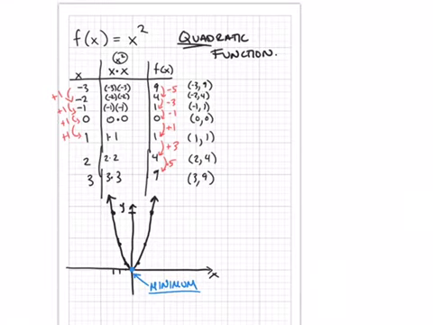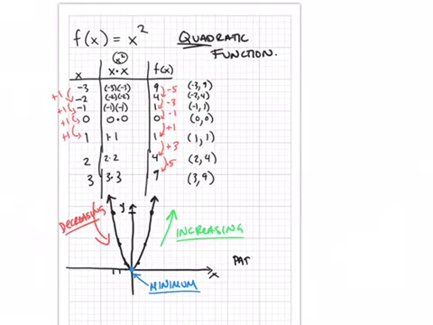Okay? For positive input values, it's increasing. For negative input values, it's decreasing. Okay? And this shape has a name. This graph, the graph of a quadratic function, is called a parabola.